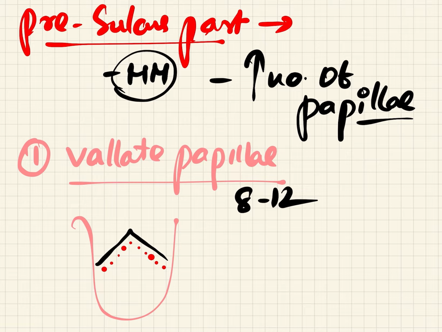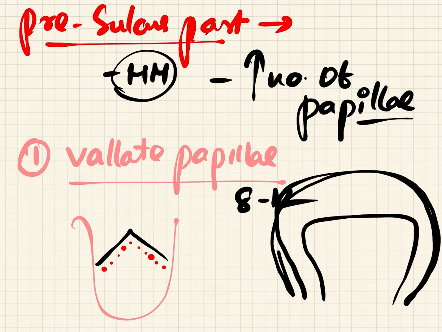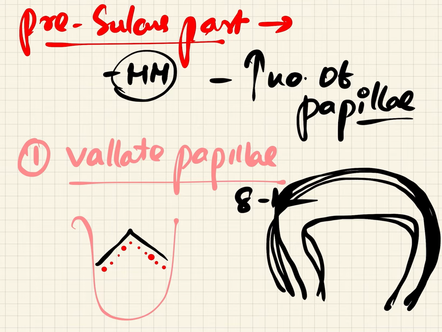What is this truncated cone shape? Like this. It is truncated cone shaped and is surrounded by a circular sulcus. So this is the vallate papilla, surrounded by the circular sulcus, this part. This is called the circular sulcus. The vallate papillae, 8 to 12 in number, are present in front of the sulcus terminalis. Being a truncated cone, it has a very broad base, and it is surrounded by the circular sulcus.